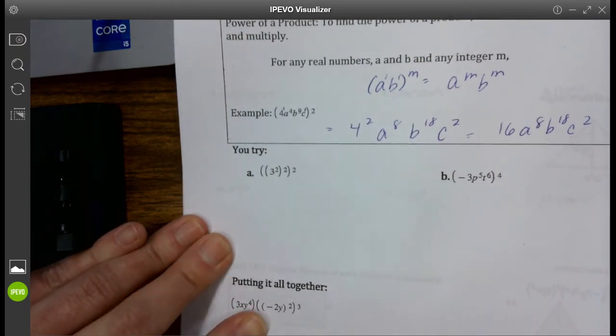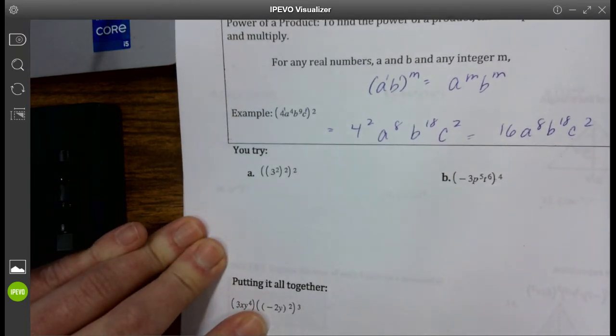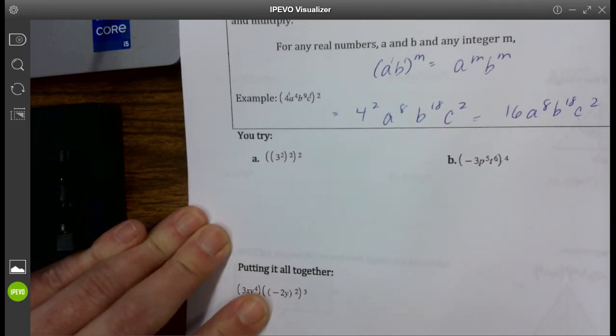Okay, always feel free to pause the video and rewind if this is going a little too fast for your comfort. I want you to pause the video and I want you to try a and b and then come back.